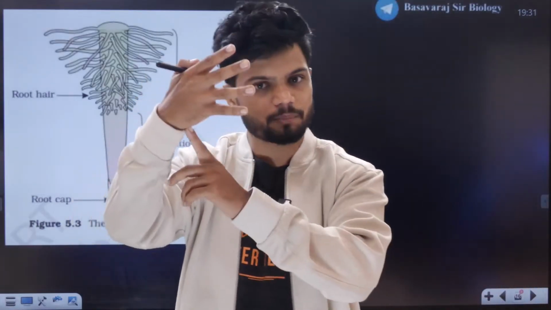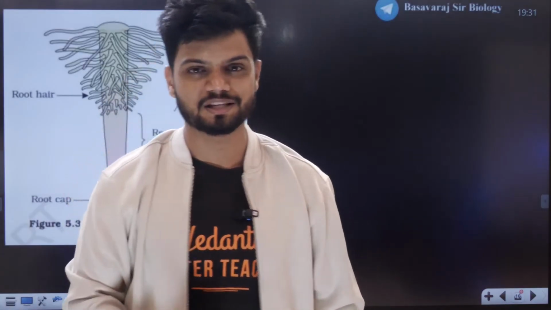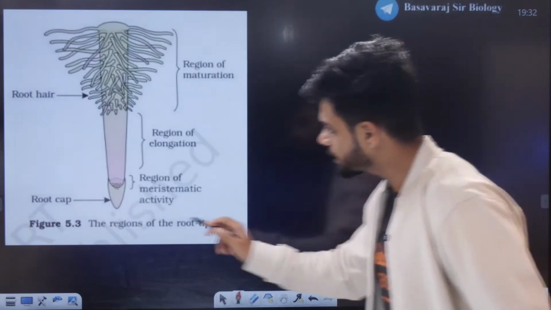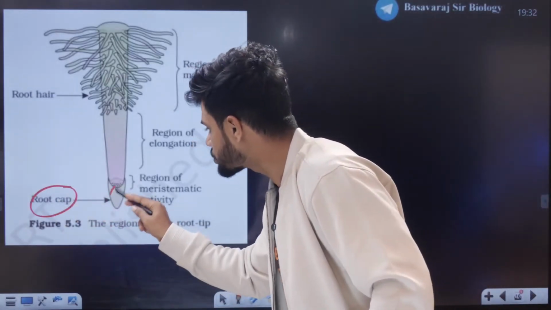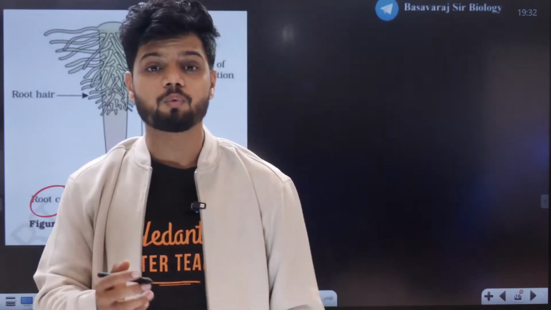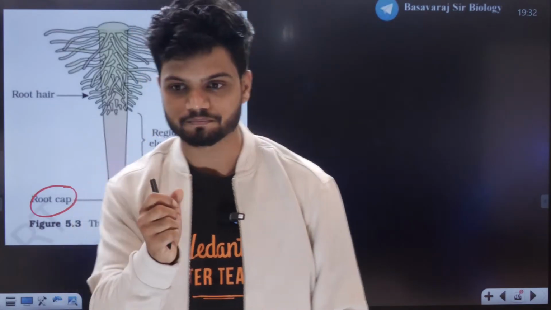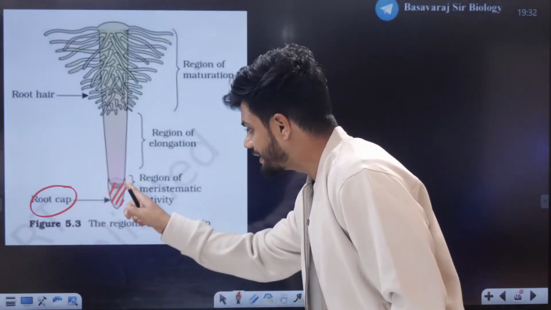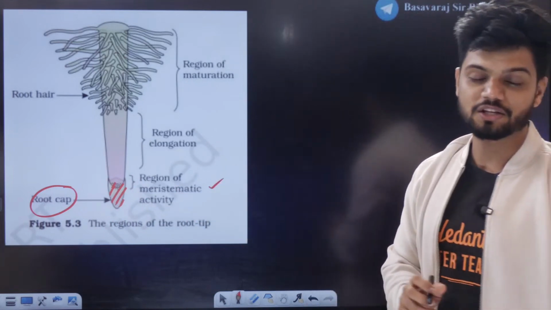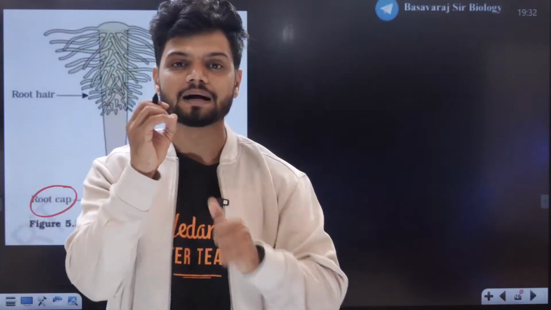Now, this is a typical structure of a root. It has 4 main parts, but if you remove the root cap, 3 main parts. Now, the most important part here is the root cap. Can you see here? This is a thimble-like structure called the root cap. You might ask me, sir, what is the function of the root cap? The main function of the root cap is protection. This root cap completely protects the region of meristematic activity.